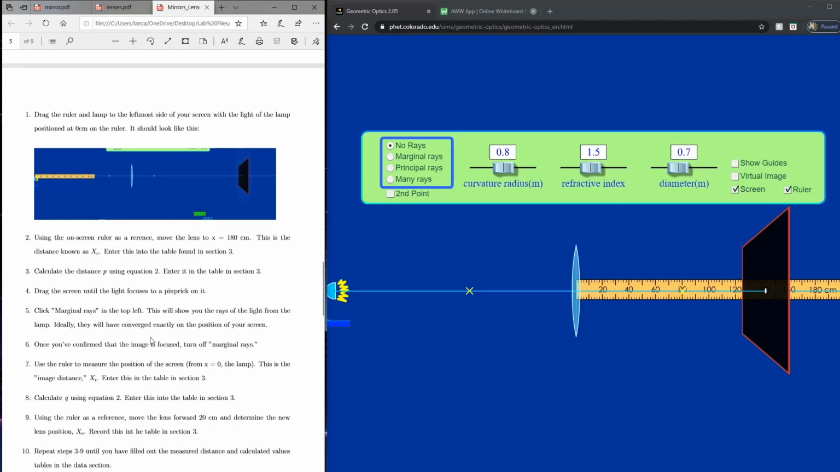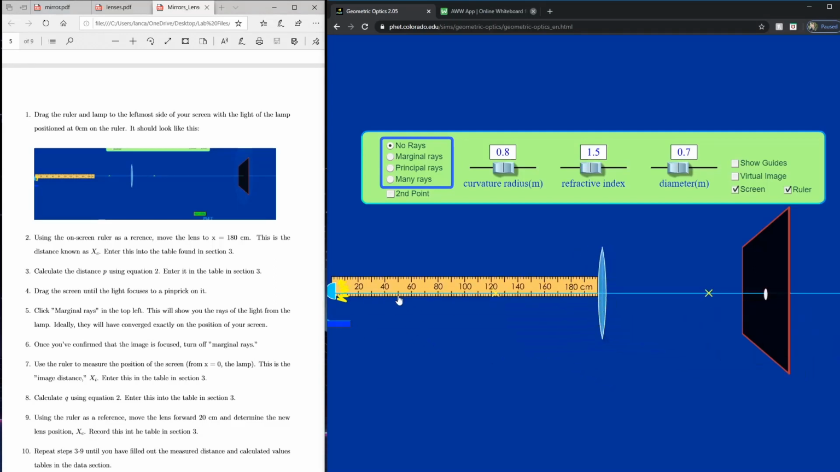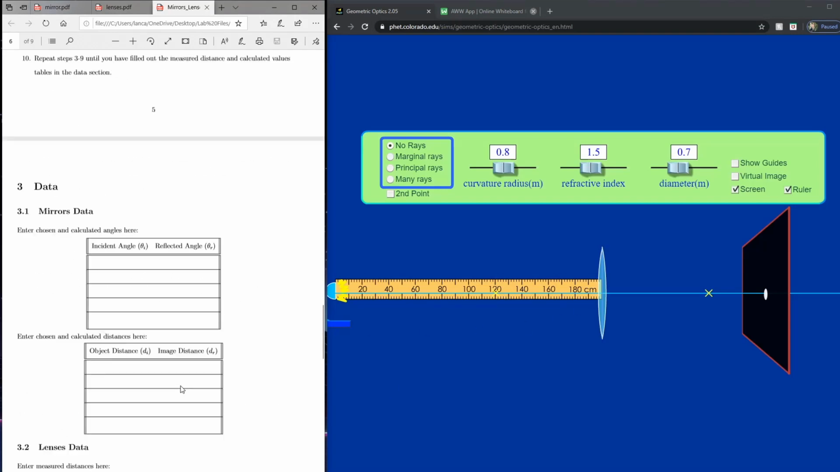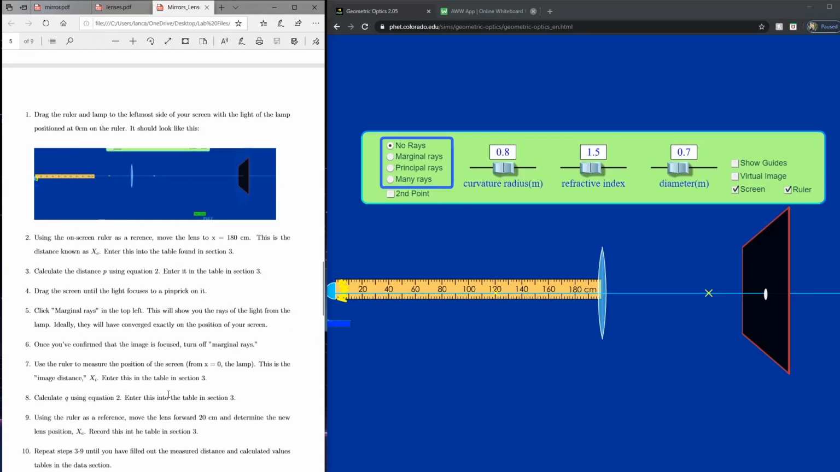All right, so the next step, it says to move the lens forward 20 centimeters from where it was. So now the lens is positioned at 200 centimeters away from the lamp, and if we measure that real quick, you can see that's about the truth, because this is ostensibly like a 2-meter stick in this scaling. Now, finally, it says to record that position, so go ahead and record 200 centimeters down for x sub c, and then calculate P based on that, and enter it into the table as well.